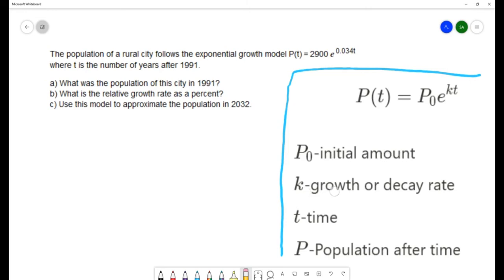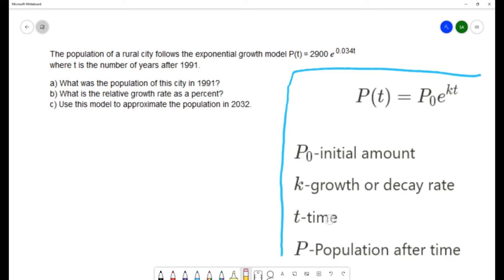K is the growth or decay rate. So if your city is growing, it's called a growth rate. If it's decaying, it's a decay rate. And this value will be positive or negative based on the growth or rate. So positive when it's growth, negative when it's decay.